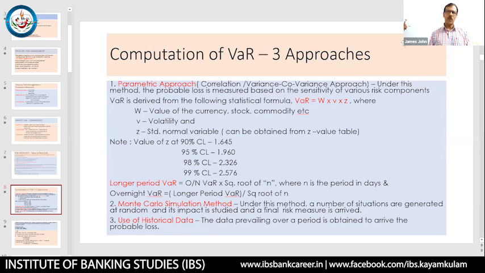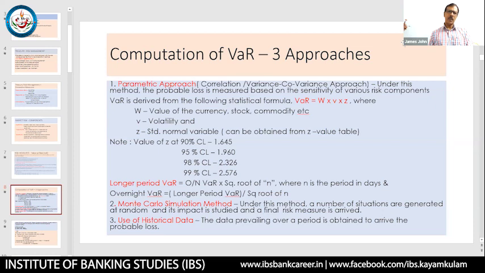It's a very simple formula, W into V into Z, where W stands for the value. If you are looking at a currency, it is the value of the currency. If the problem is on equity or security, then it is the value of the security. And V, the volatility, means how the price is changing. And Z is the standard normal variable. Everything will be given to you. We'll do a question in the next slide.